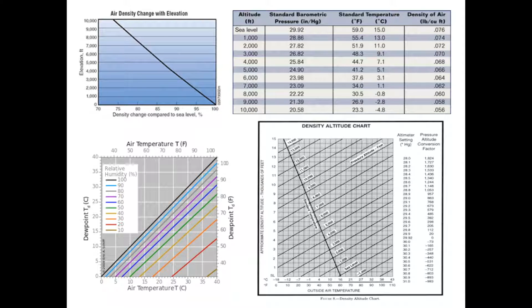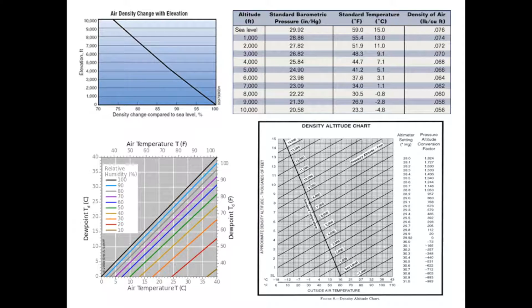The answer is, it depends on the atmospheric conditions at the time and the density of the air that the bullet is going to fly through, and the muzzle velocity compared to the standard velocity in our table.